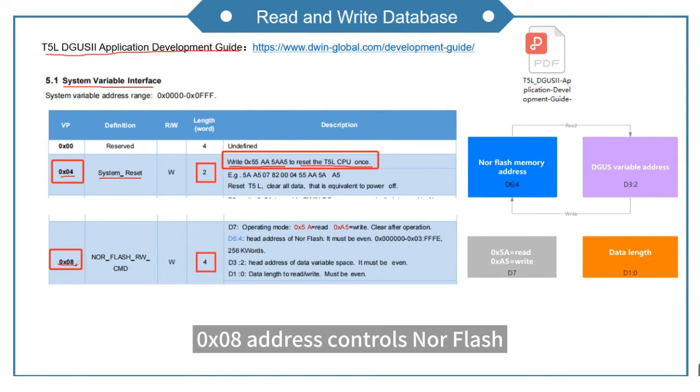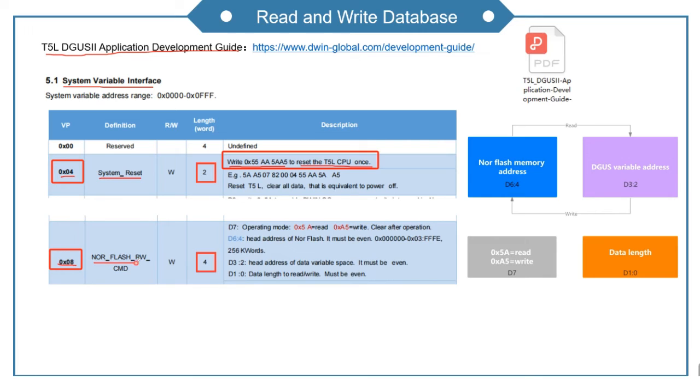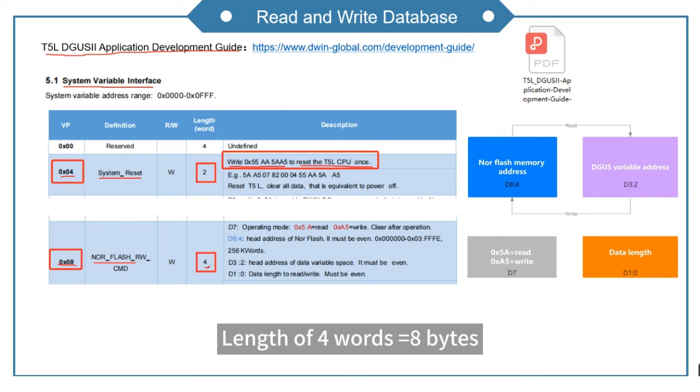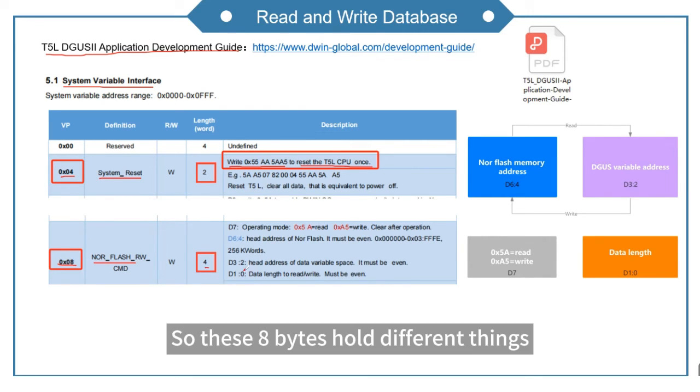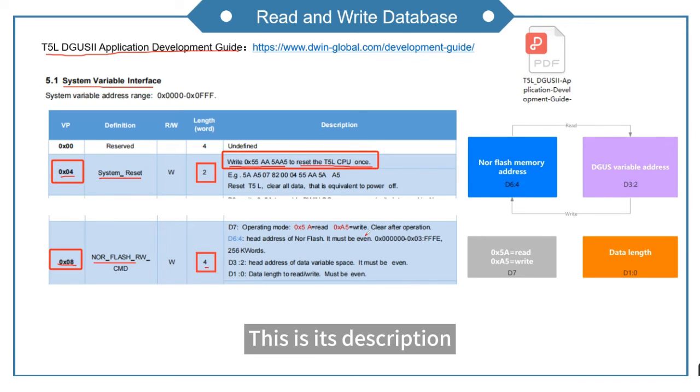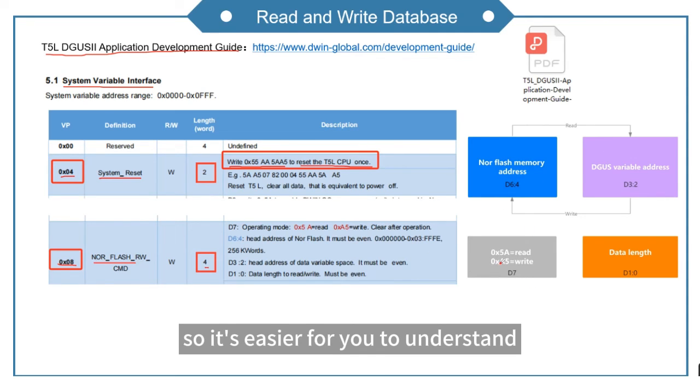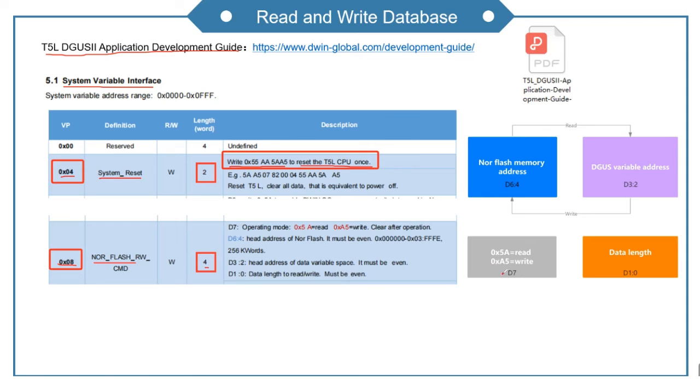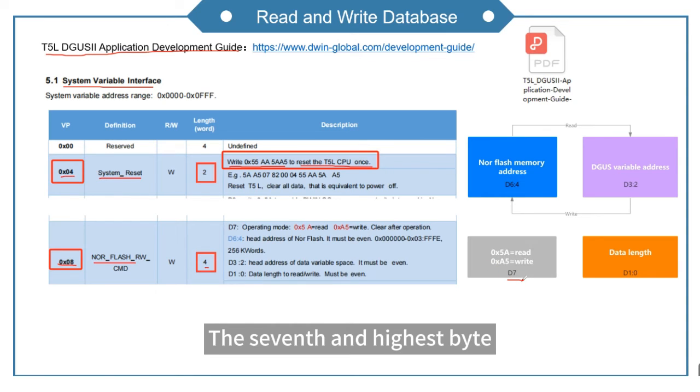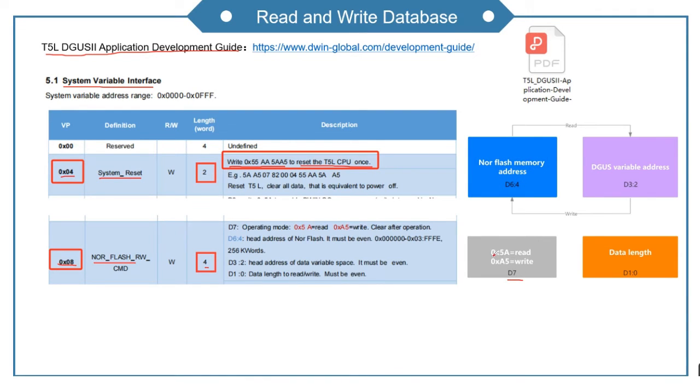08 address controls NOR flash. Length of 4 words equals 8 bytes. So these 8 bytes hold different things. This is its description. I've drawn a diagram of this part, so it's easier for you to understand. The 7th and highest byte indicates the operation mode. 5A equals read. A5 equals write.